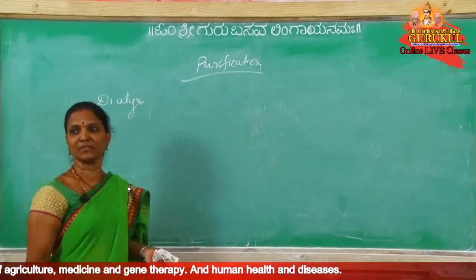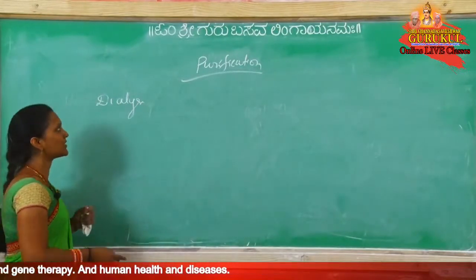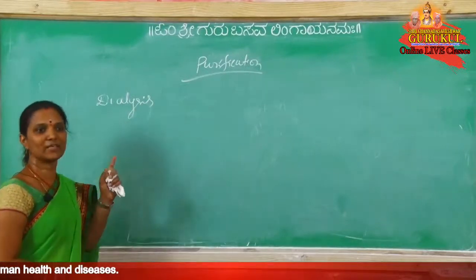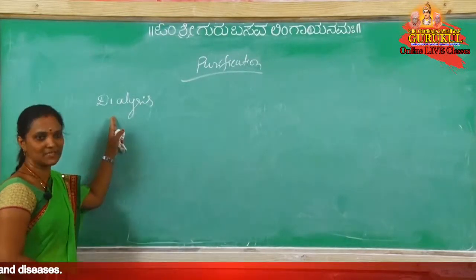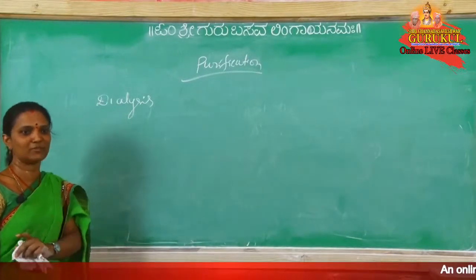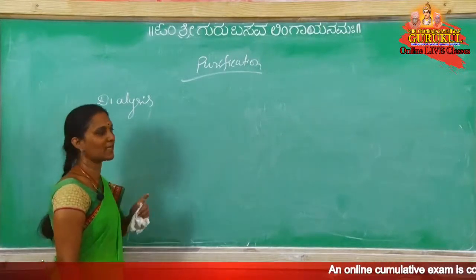Hemodialysis is well known, where an artificial kidney is used for the purification of blood in kidney patients. So dialysis. What is the principle involved here? In this dialysis process, there is purification of a colloidal solution. Is blood a colloidal solution? Yes. So purification of blood, so purification of colloidal solution.